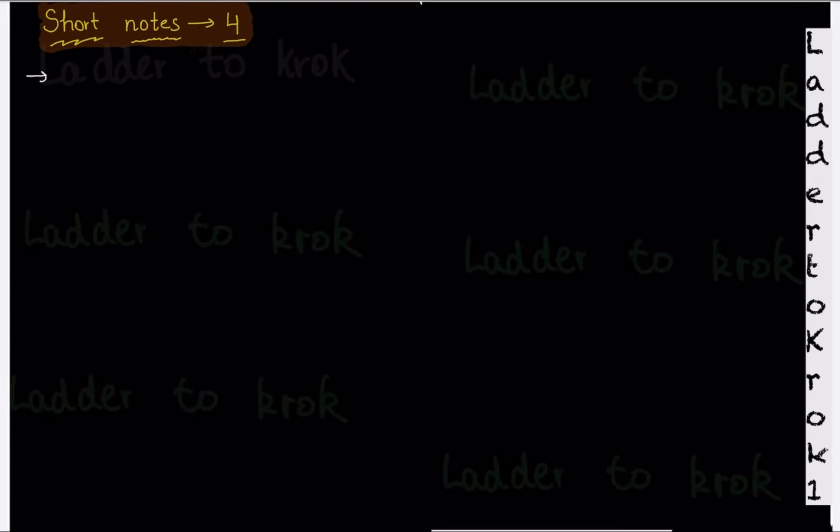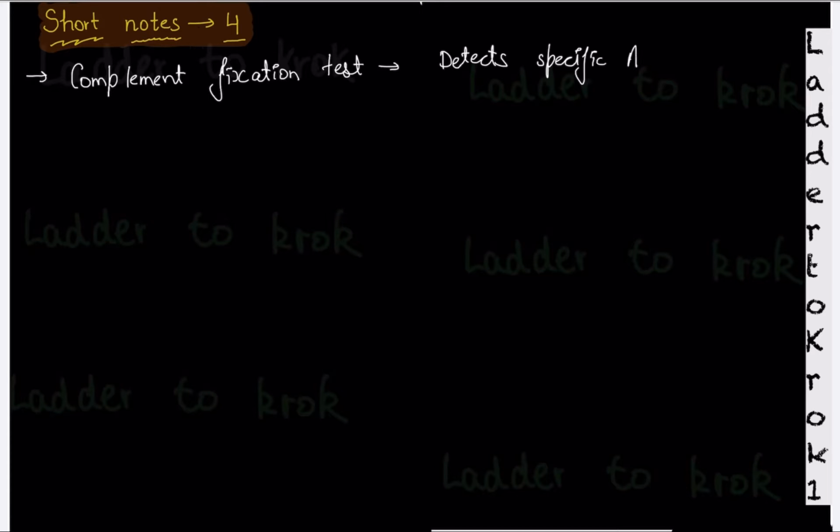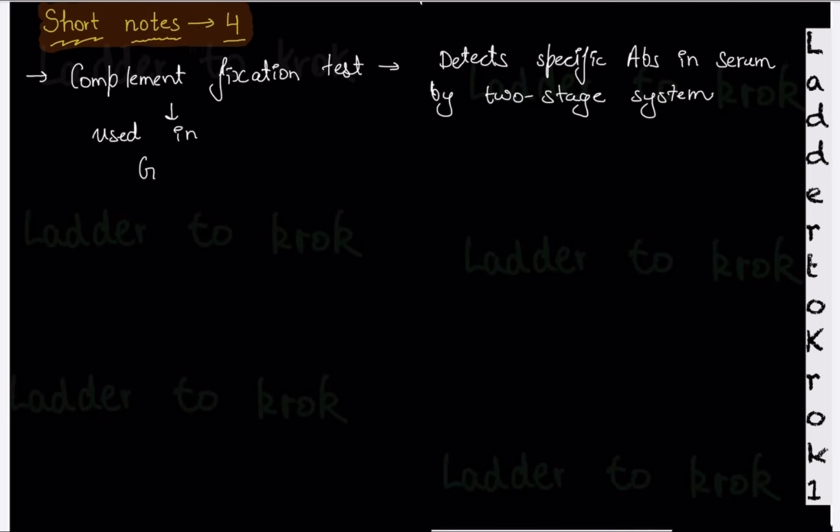So let's start. Our first point is the complement fixation test. This complement fixation test detects specific antibodies in serum by a two-stage system, and it is very commonly used in gonorrhea.